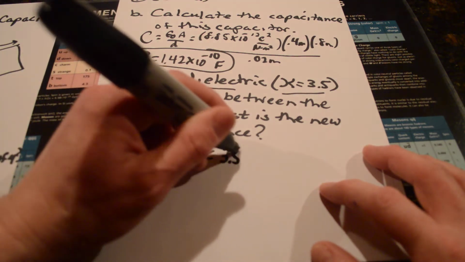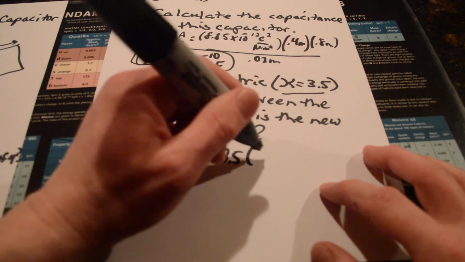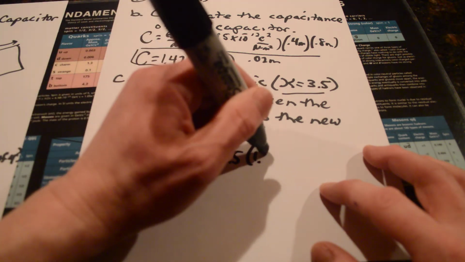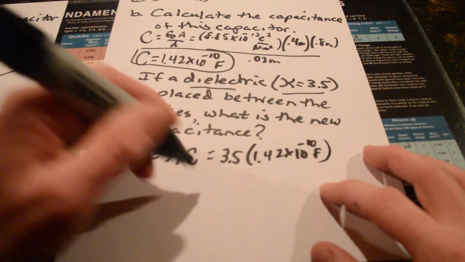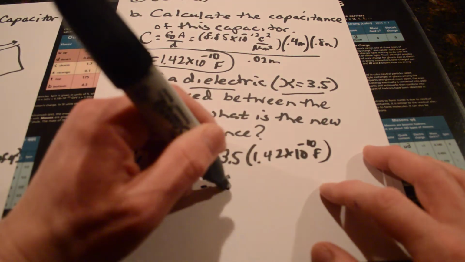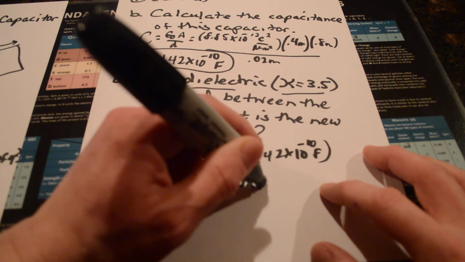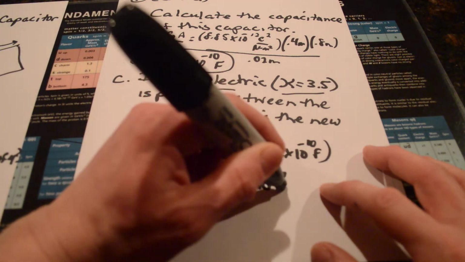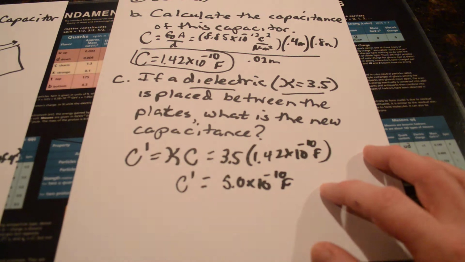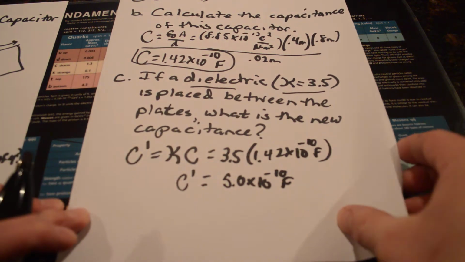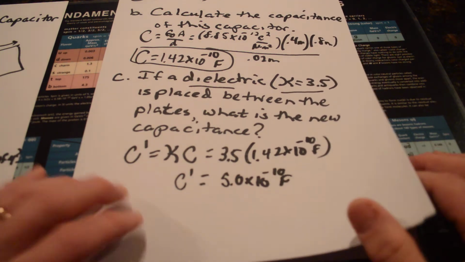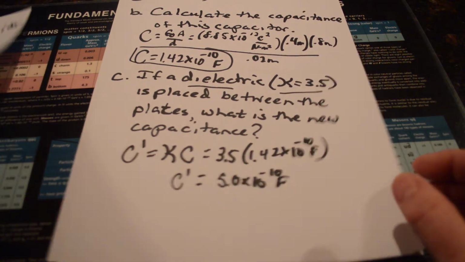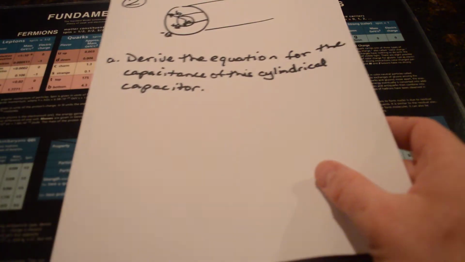So pretty simply, it's just going to be 3.5 multiplied by what we just got, which was 1.42 times 10 to the negative 10 farads, and that gives you right around 5 times 10 to the negative 10 farads of capacitance. That will be the new capacitance on that capacitor, just by putting that piece of dielectric insulating material in between the plates. Okay, so that was that question. We move on to the next one.